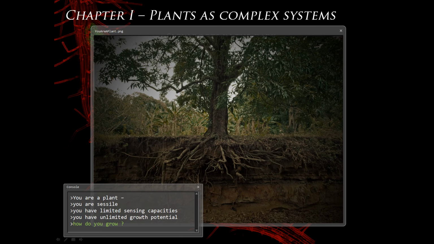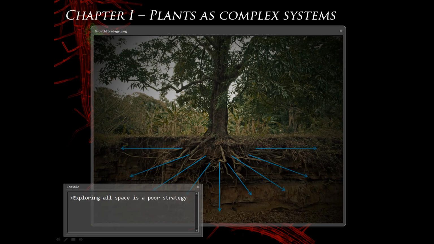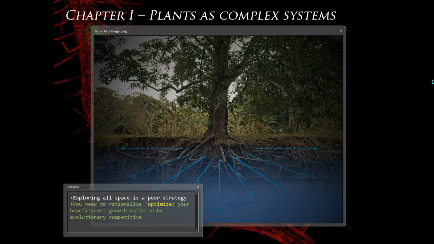Well, you could try growing everywhere at once, but exploring all space is actually a very poor strategy. You're much better off rationalizing and optimizing your benefit-cost growth ratio to be evolutionary competitive. And the key term here is optimize. Why? Because it's a theoretical term, and we can basically consider, from a theoretical point of view, plants as optimization problem solvers, which is a kind of interesting thing.